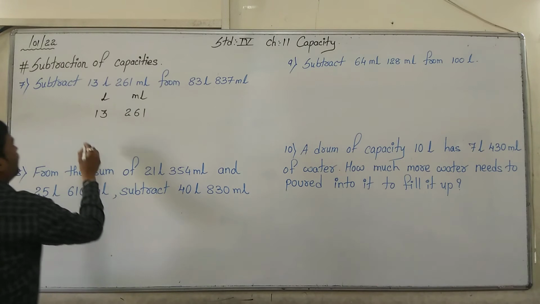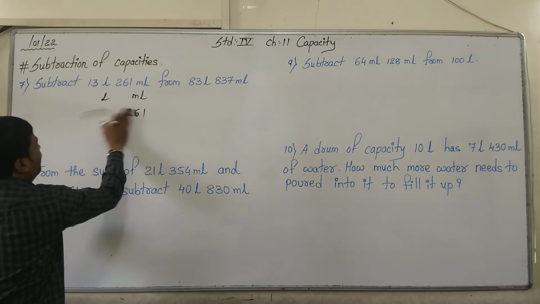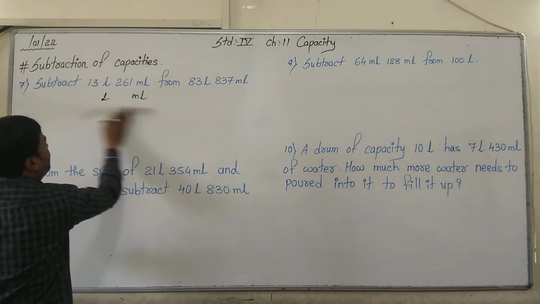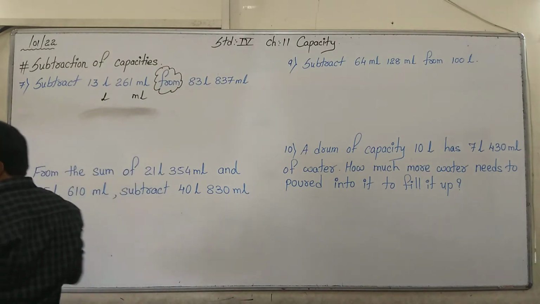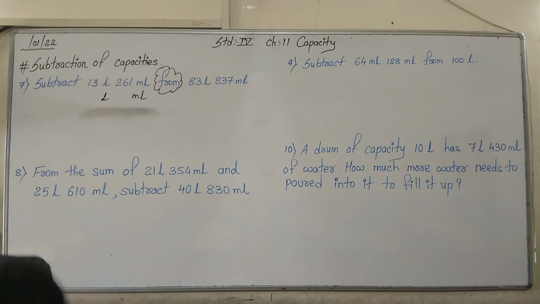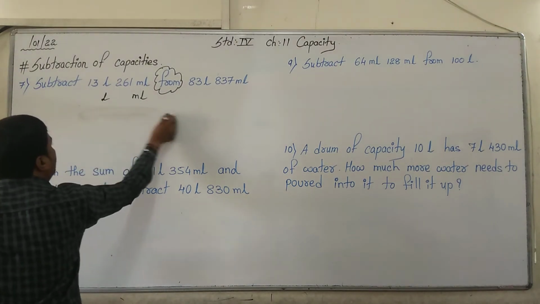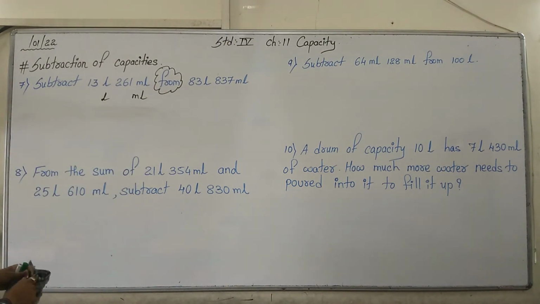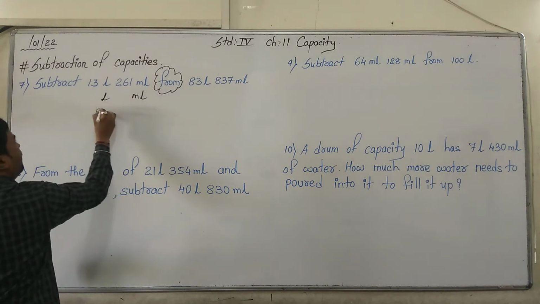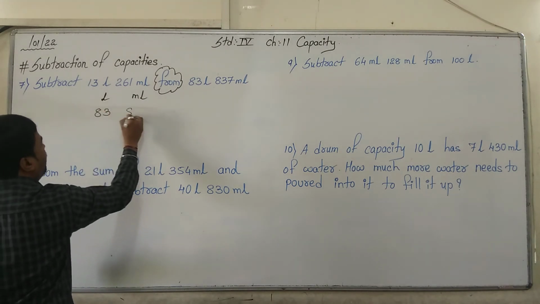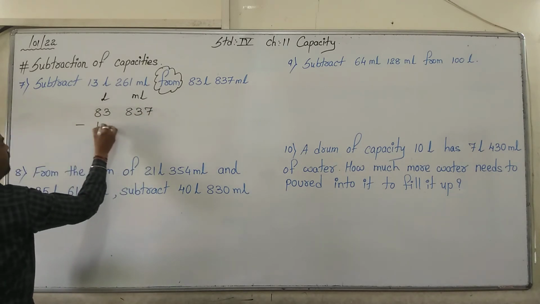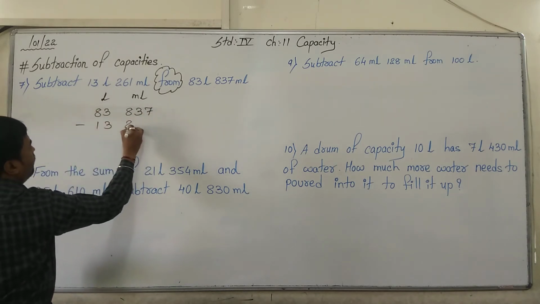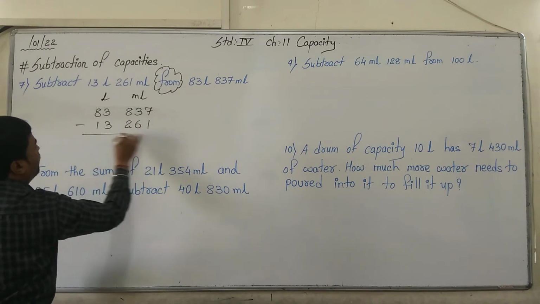So 13 liter 261 ml. Sorry, not that. Again you can see that "from" is given to you. We must not forget this. So the backside number will come first. So that will be 83 liter 837 milliliter minus 13 liter 261 milliliter.